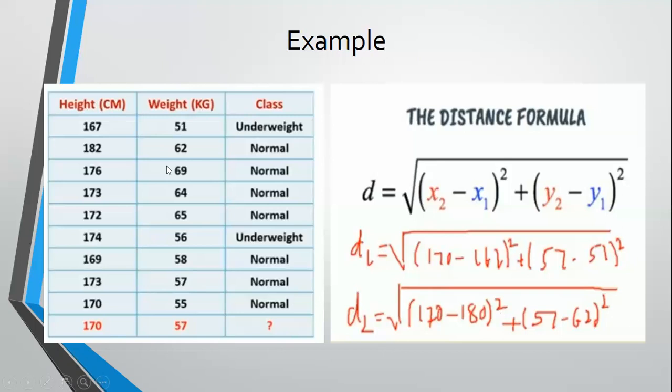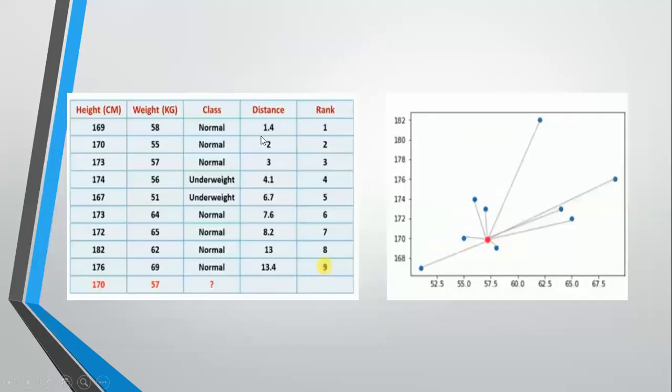Like that, we have to find the distance between this data point and all the data points. See here, the distances we have filled in. As I said, we add one more column for distance and rank. Now we assign a rank for this data set, and next we sort in ascending order. All this has been done here.